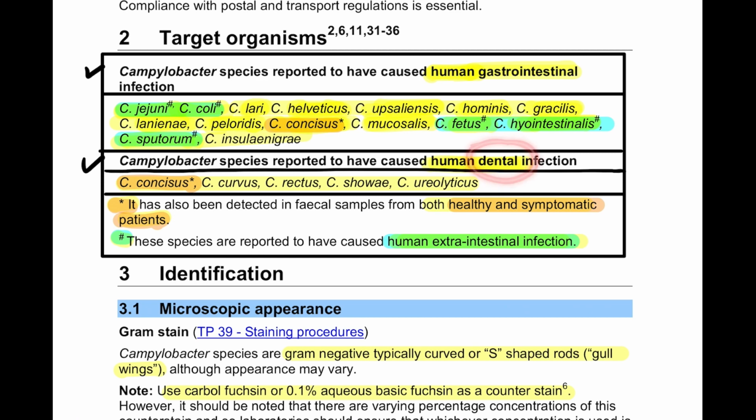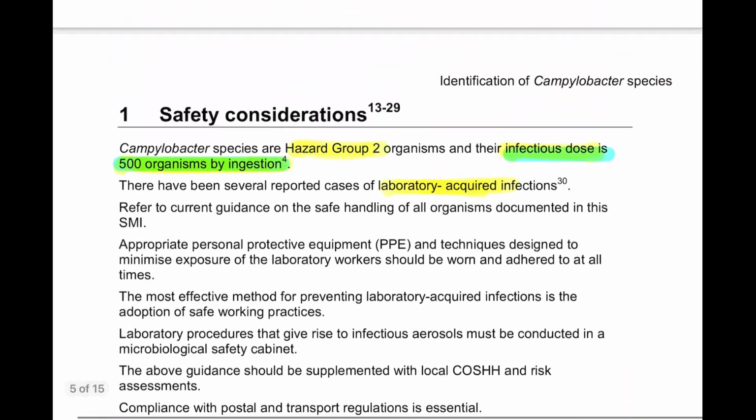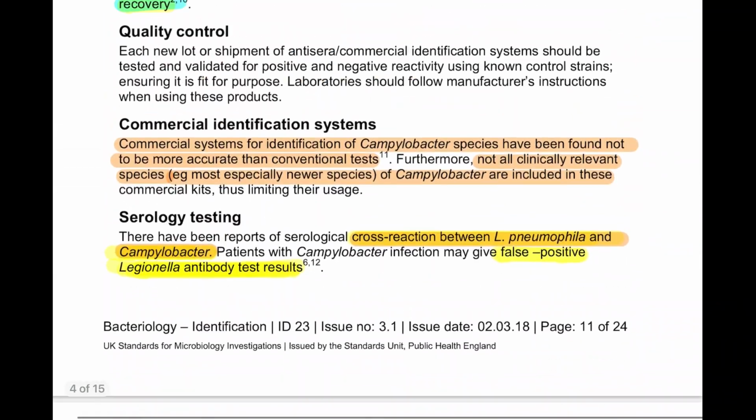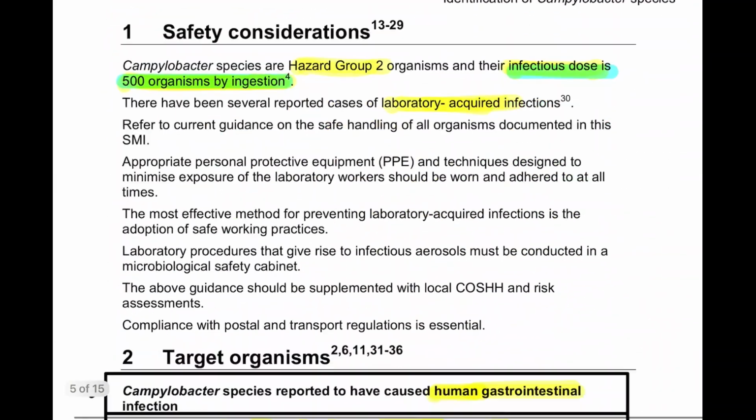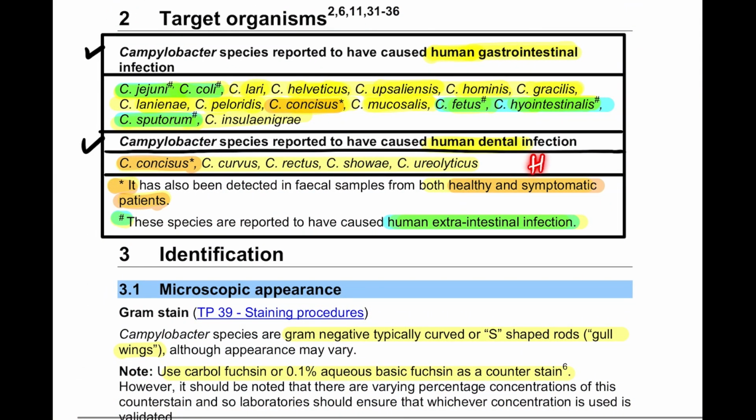While dental infections are caused by Consisus, Curvus, Rectus, Chauvy and Urolyticus. Now interestingly, if you see, these are the species which were requiring the hydrogen. So you can remember that these are the hydrogen requiring species.